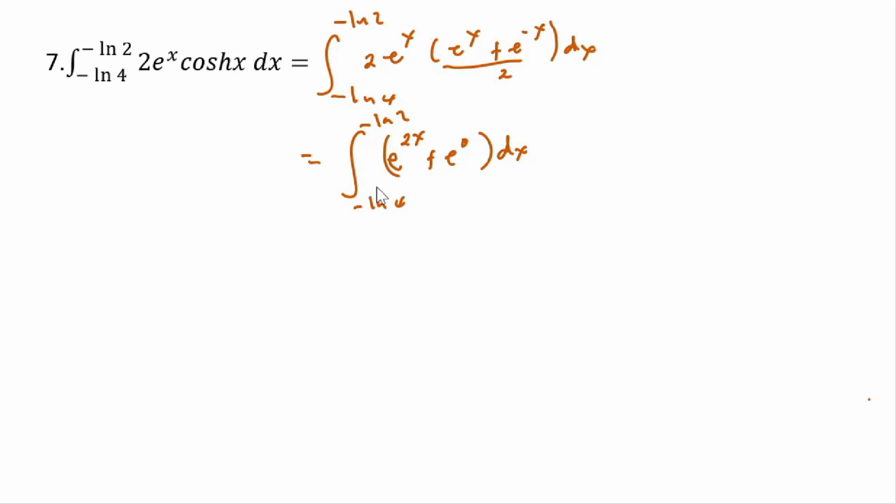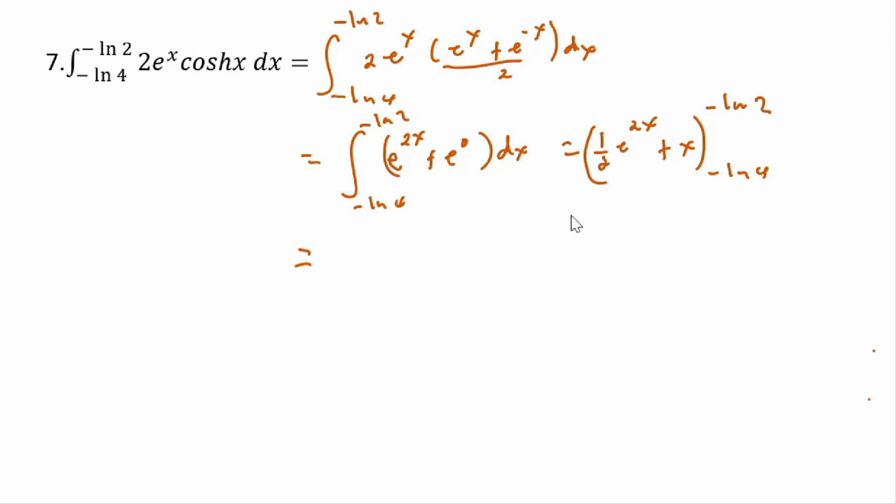Before we are going to evaluate, let us write first the integration of this. So the integration now of e raised to 2x plus e raised to 0, that is now equal to 1 half of e raised to 2x, and e raised to 0 is just equal to 1. Then the integration of 1 dx is just x, so we have plus x, and this will be evaluated from negative ln of 4 to negative ln of 2.